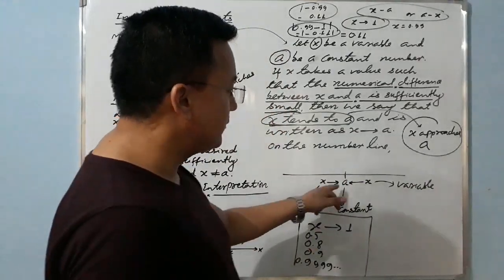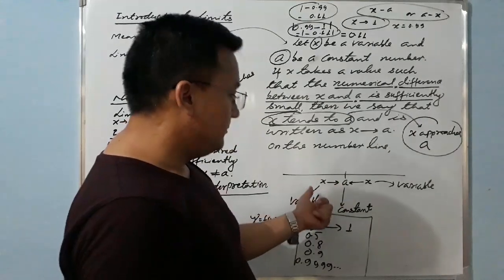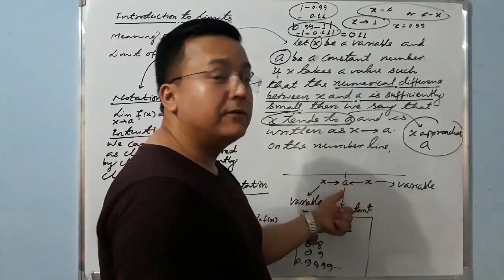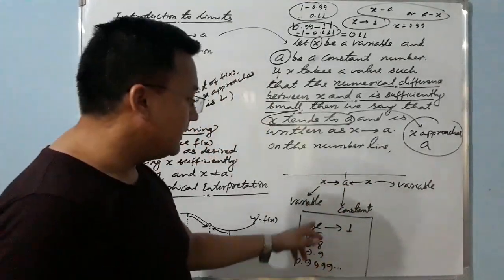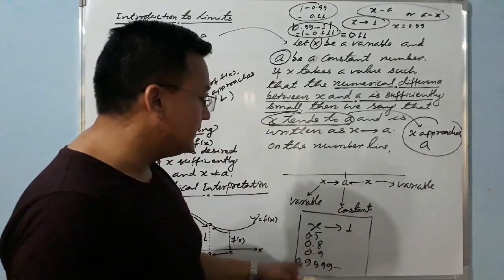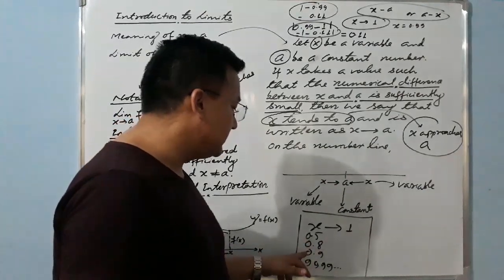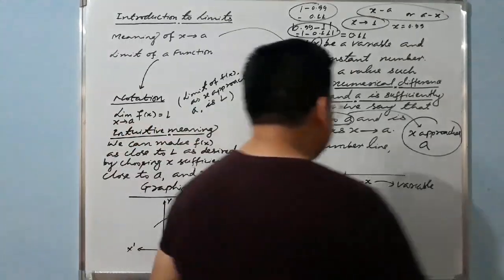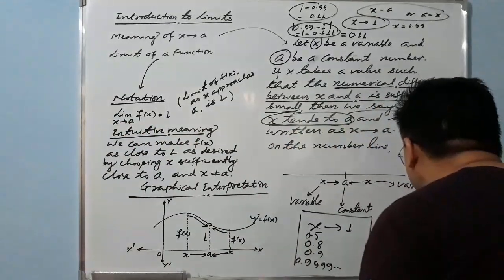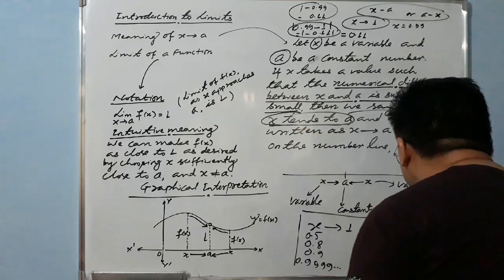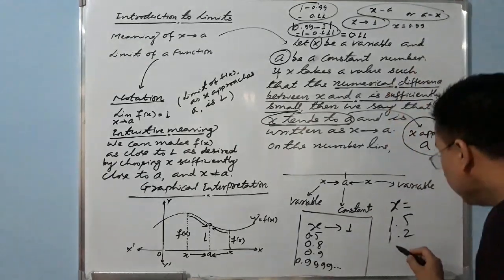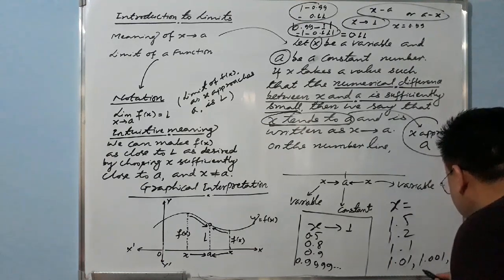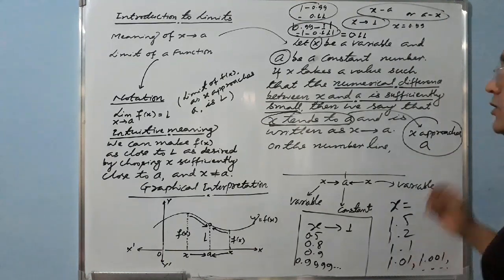This means x is approaching a from the left side of a, and x is approaching from the right side of a. This means here x tends to 1 means not only can x take the values 0.5, 0.8, 0.9, 0.99, but x can also take values like 1.5, 1.2, 1.1, or 1.01, 1.001, and so on, but very near to 1.